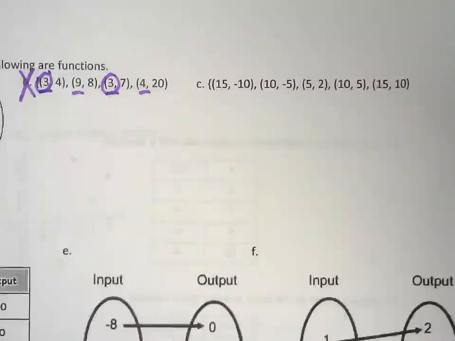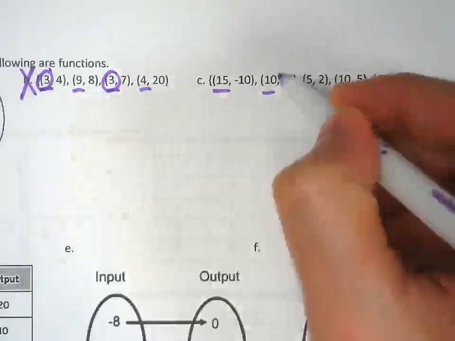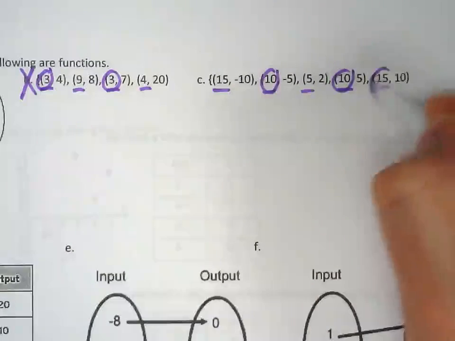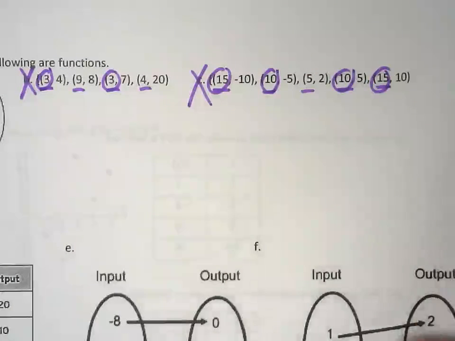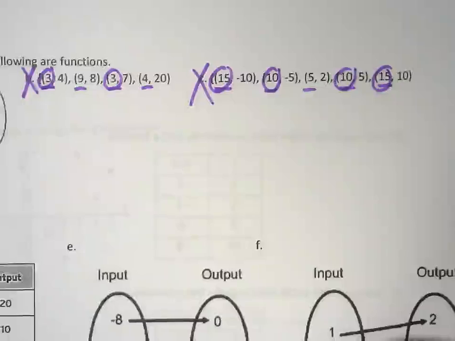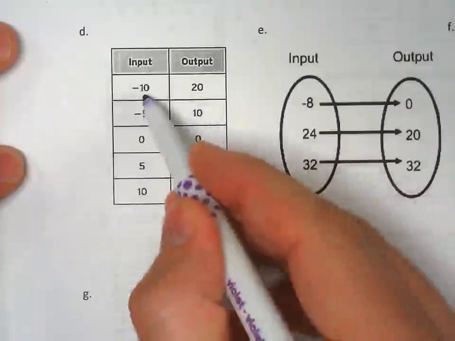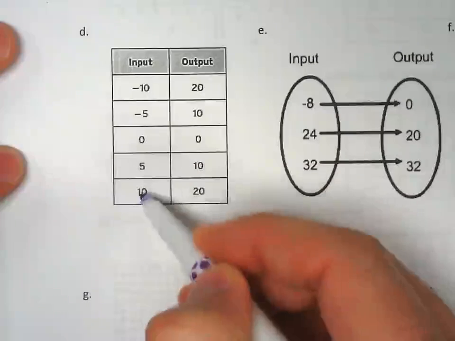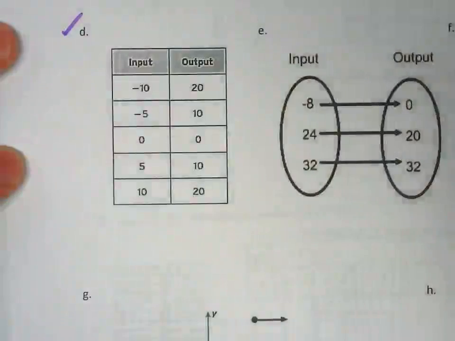Looking at C, you've got 15, 10, 5, 10, 15. The 10s and the 15s repeat. That's not good. That is not a function. Again, you just don't want the x's to repeat. For D, you see here negative 10, negative 5, 0, 5, 10. They all are different. None of them repeat, so that is a function.